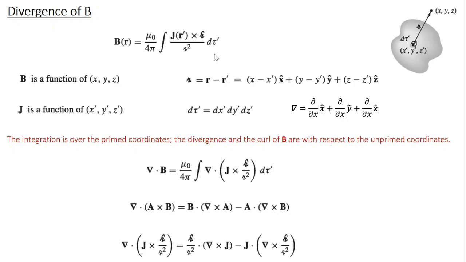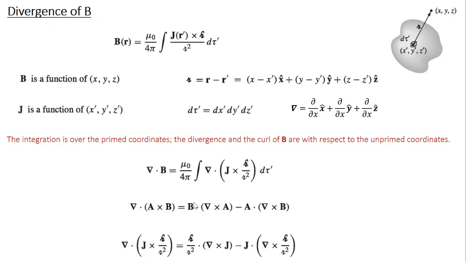Let's calculate the divergence of magnetic field. From this expression, I can write divergence of B equal to divergence of this expression. I can interchange between the integral and the differential. So I can write mu naught over 4 pi integral divergence of J cross r cap by r square d tau prime.